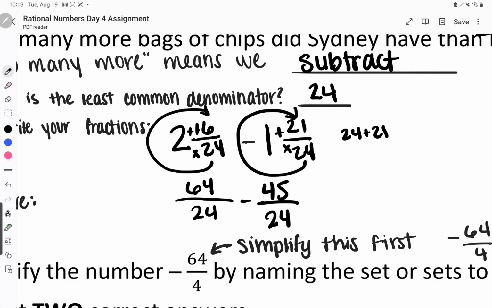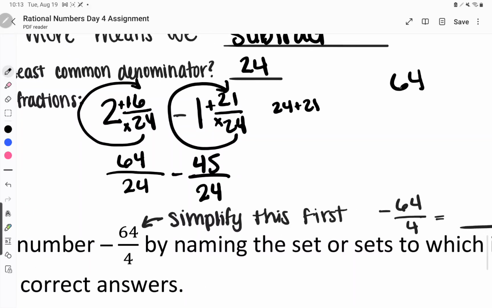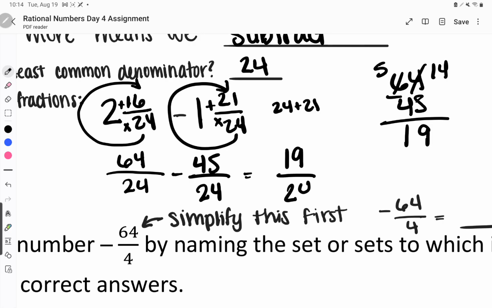Now I can subtract. I have 64 minus 45. This 4 turns into a 14. This 6 turns into a 5. 14 minus 5 gives me 9. And then 5 minus 4 gives me 1. So it's going to give me 19 over 24.